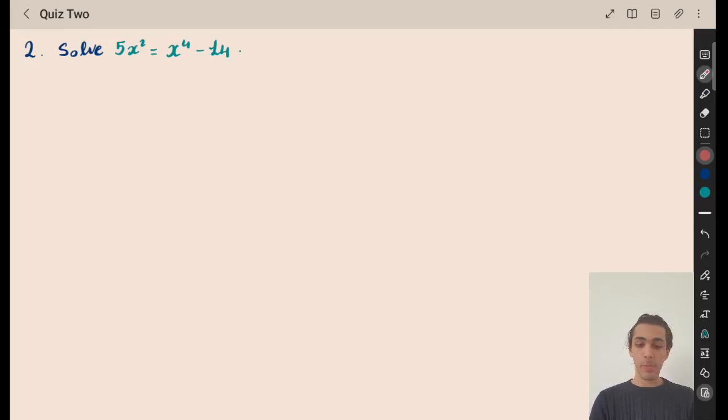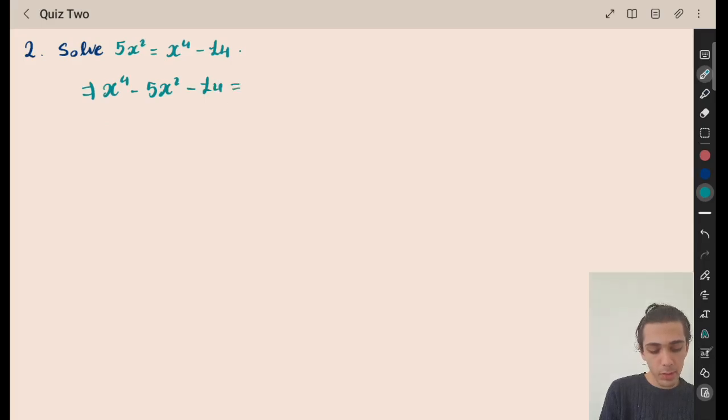Degree 4 polynomial. How do you even start solving that? Well, let's write it all on one side. x to the fourth minus 5x squared minus 14 is equal to 0. Well, that doesn't really change many things because it's still a degree 4 polynomial in x.